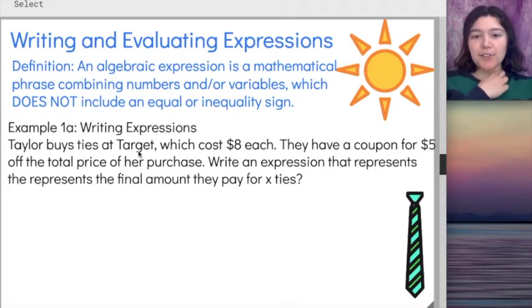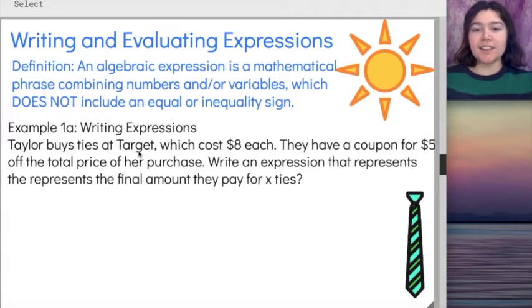An algebraic expression is a mathematical phrase containing numbers and/or variables. It just doesn't have an equal sign or an inequality sign. So 2 plus 2 is an expression. 2 plus 2 equals 4, that's an equation. Today we're going to be looking at both writing expressions and then evaluating them.